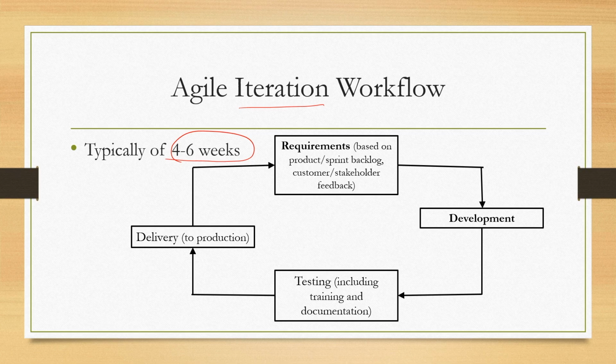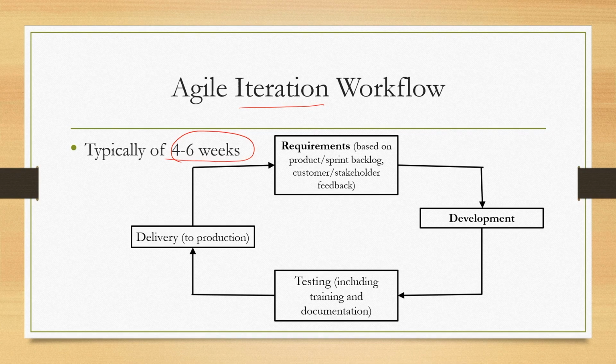ISDLC, interactive system development life cycle, ISDLC, which may take months, 6 to 9 months, whereas each iteration or sprint for development in the agile approach may take 4 to 6 weeks, and that is quite expected because we are not trying to do everything.